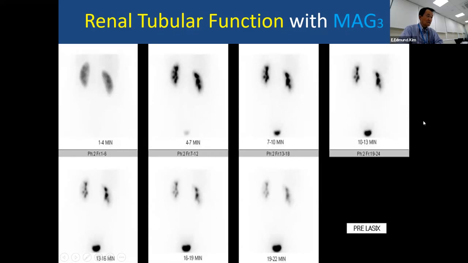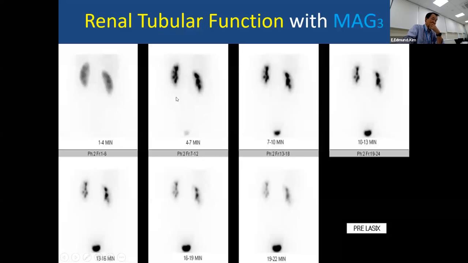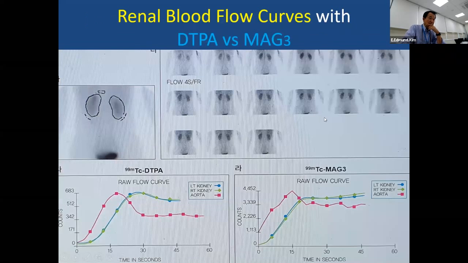So by looking at this one, you can say a prompt uptake and excretion of the radionuclide or radiopharmaceutical, indicating good tubular function, secretory and excretory function. And the other one with this shows a good blood flow.